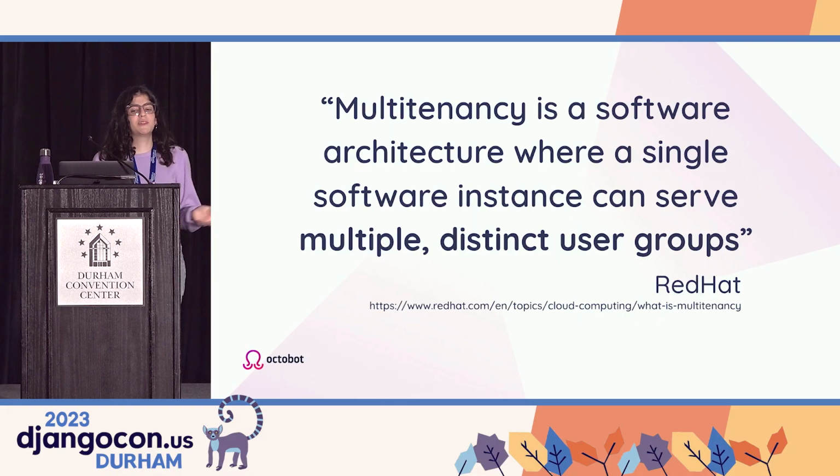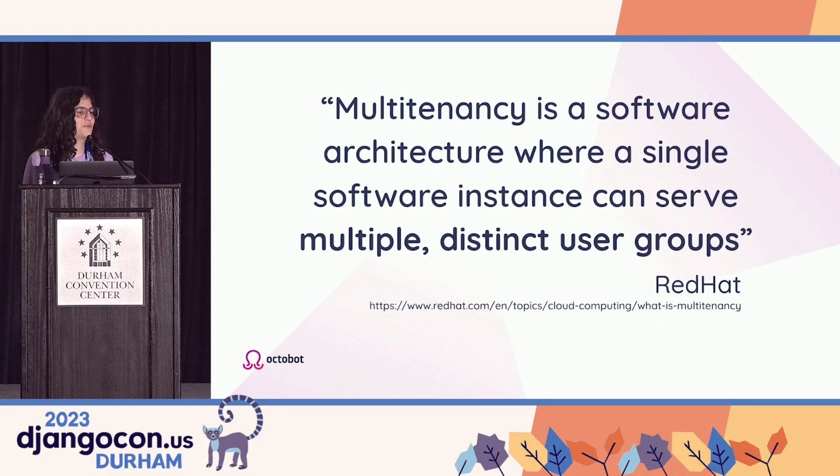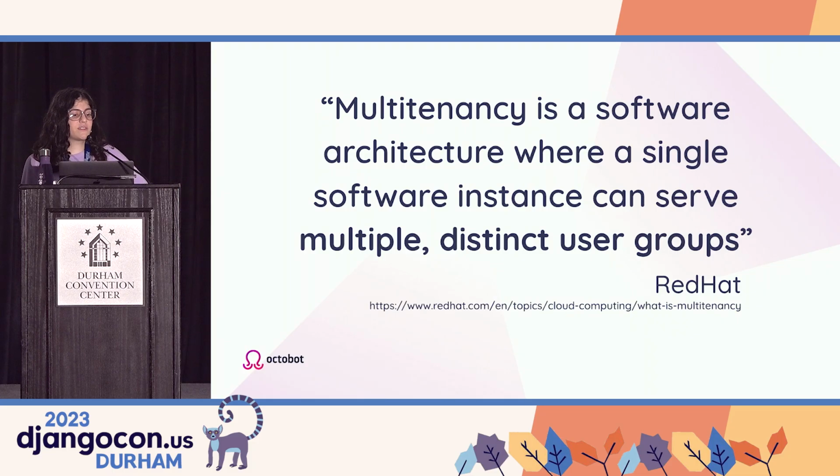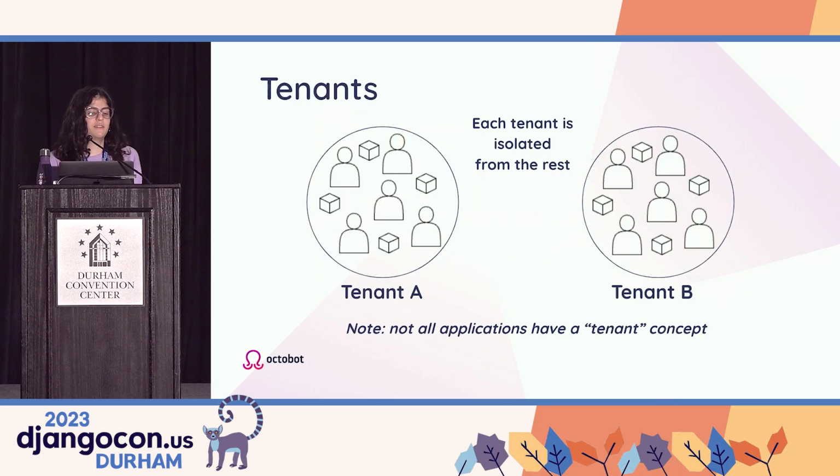So if you look up multi-tenancy, there are like a billion definitions out there. This is just one that I liked, so I put it on the slide. It's from Red Hat. It reads, multi-tenancy is a software architecture where a single software instance can serve multiple distinct user groups. So the key part here is the multiple distinct user groups. And these user groups are called tenants. So we have many tenants, and these are the user groups and the resources. And the key point is that each tenant is isolated from the rest.